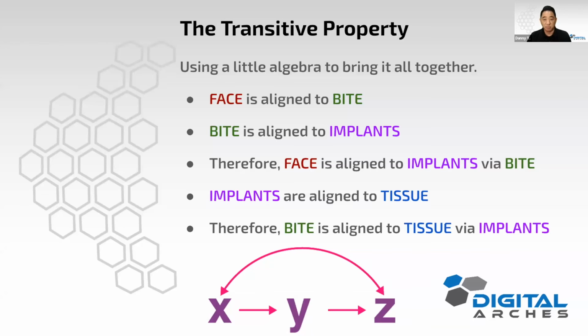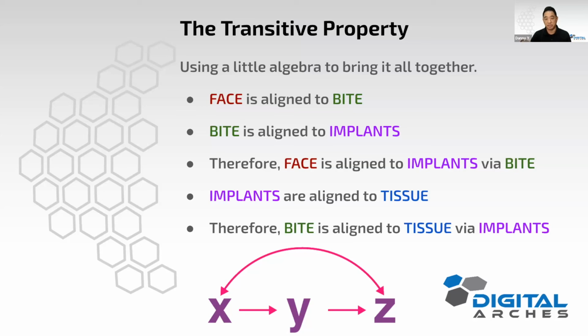So we have to apply a little bit of the transitive property here, right? We've aligned the face to the bite, and we've aligned the bite to the implants. So therefore, by aligning the face to the bite and the bite to the implants, we're able to use the bite to align the face to the implants. So we have now the face and the implants aligned together as well, right? We've also aligned the implants to the tissue. And so in order to align the bite to the tissue, we're using the implants as the intermediate record to align all that data together.